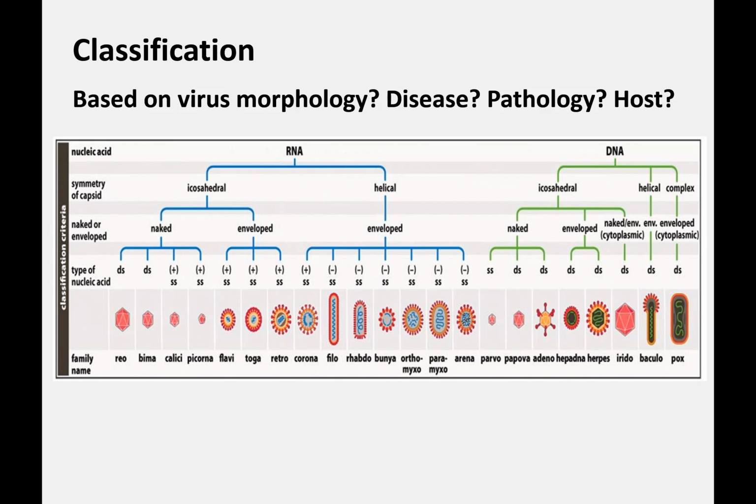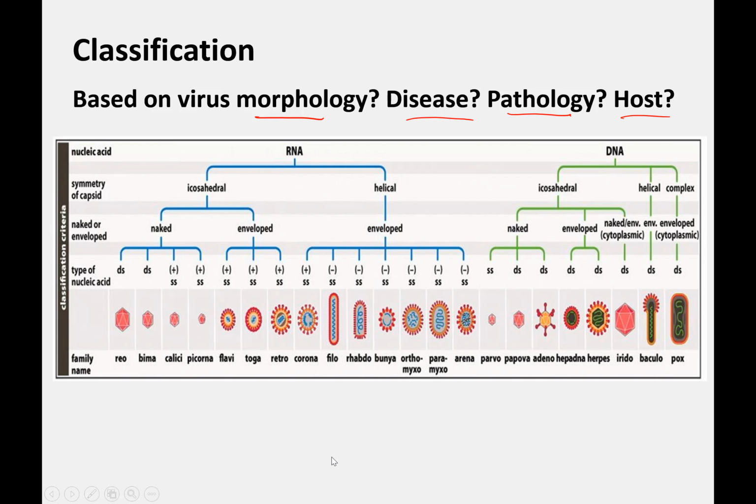So I talked previously about classification, and there were lots of proposed methods of classifying viruses. Do we want to base it on their morphology or shape? Do we want to base it on the disease they cause? Or the pathology, what they do to the host at the cellular level, or who they infect?